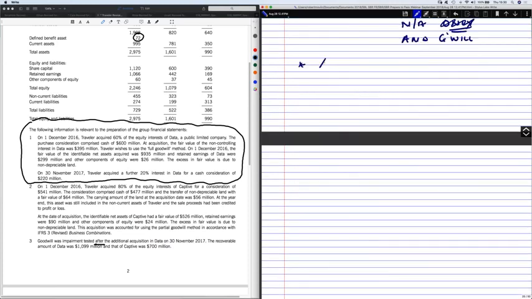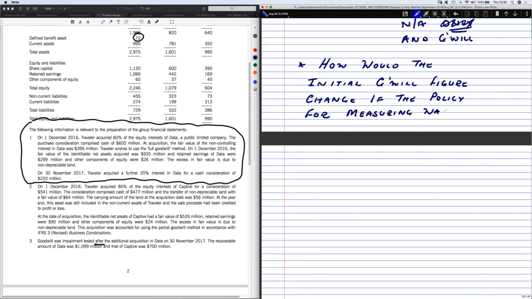Okay, I'm going to ask you this question. How would the initial goodwill figure change if the policy for measuring goodwill was partial? And of course, partial equates to a policy for the NCI of proportionate.